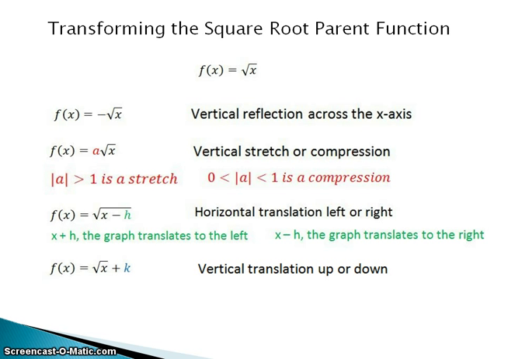And last, let's take a look at k. This is vertical translations, up and down. If it's plus k, the graph translates up k units. If it's negative k, the graph translates down k units.